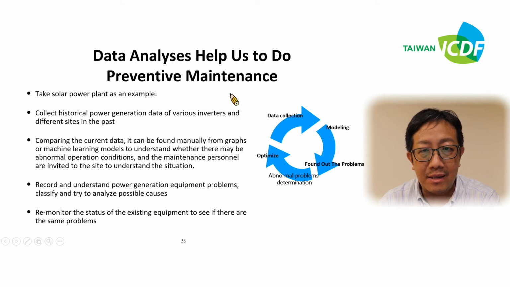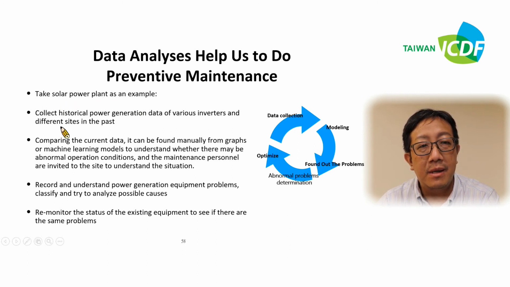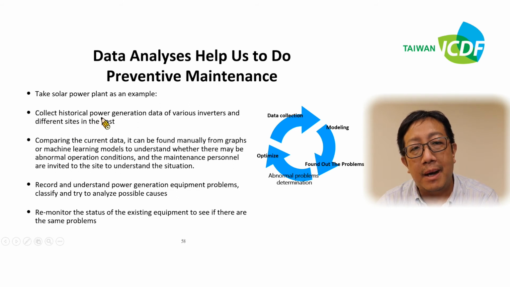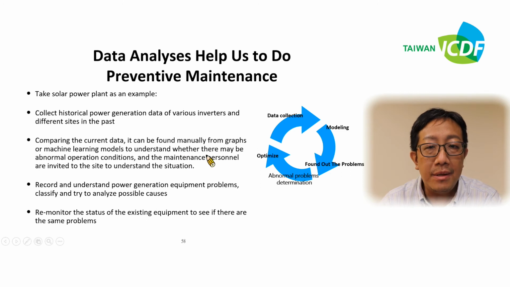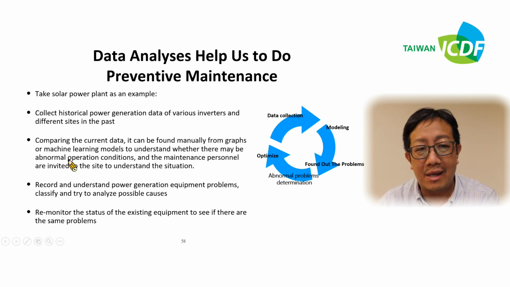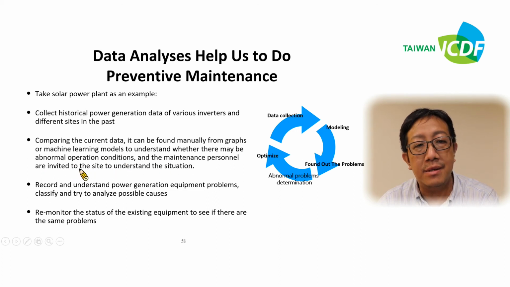So the data analysis helps us to do preventive and predictive maintenance. Take solar power as an example. We collect the historical power generation data of the various inverters at different sites in the past, and compare it with the current data. It can be found manually from the graphics, and machine learning models help us understand whether there will be some abnormal signs in the operation conditions. And the maintenance personnel will be sent to the sites to check on the status.